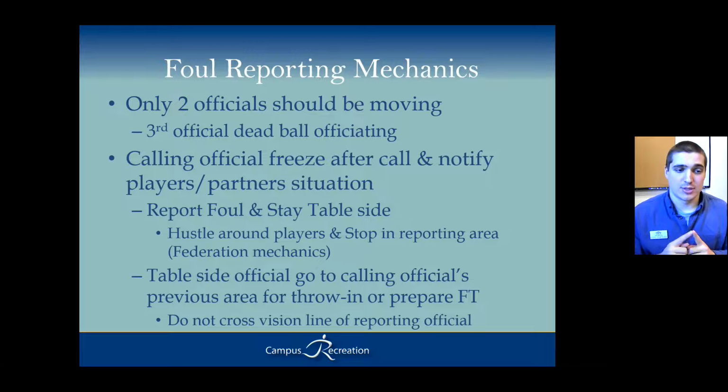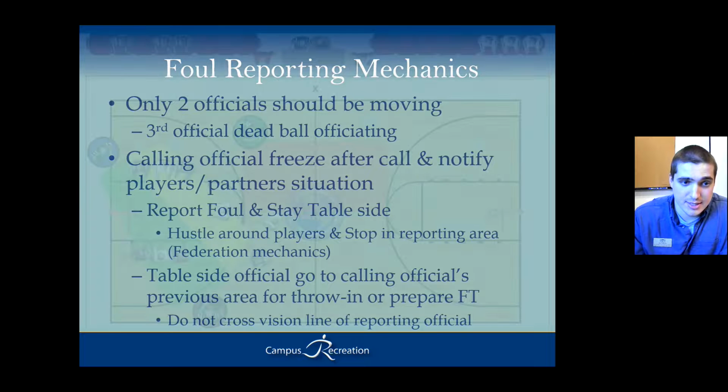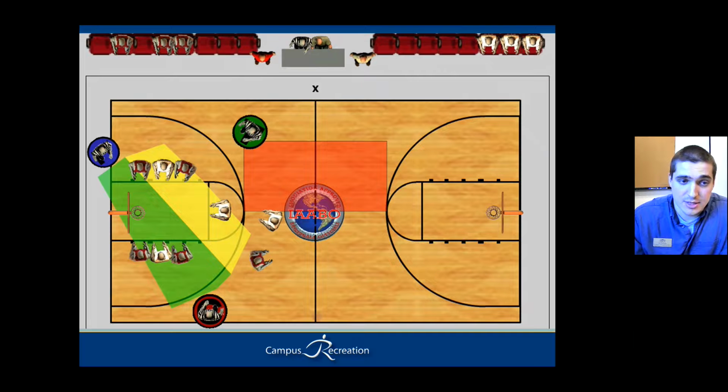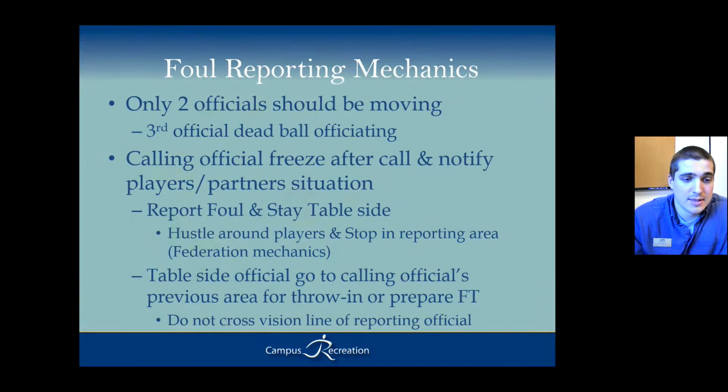Another thing that we want to do is to go around the players and not through them. And then we'll stop in the reporting area. That is that red space that we see on our court here. That is the reporting area. We're facing the table and we're doing the proper mechanic to show them what the foul is.